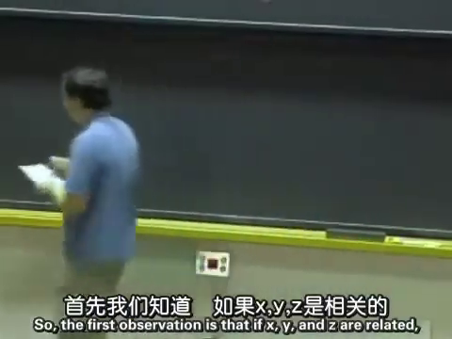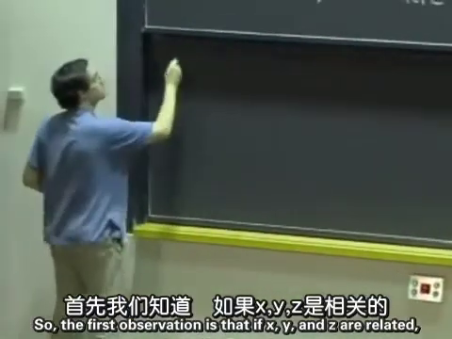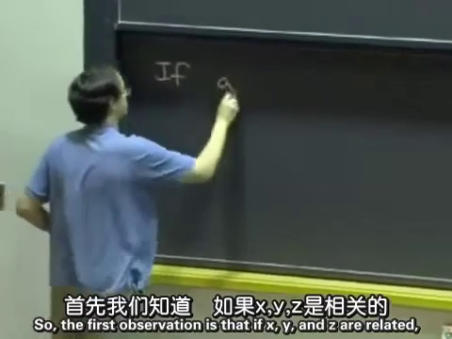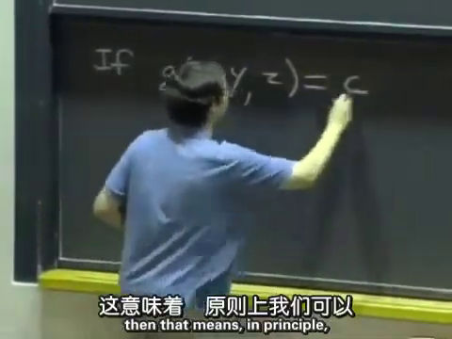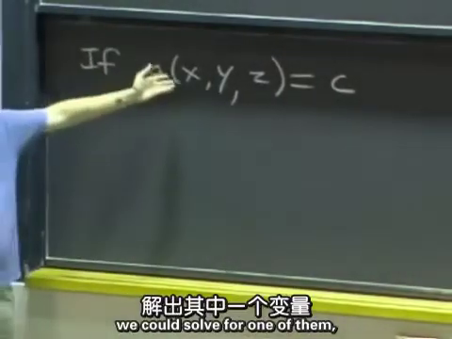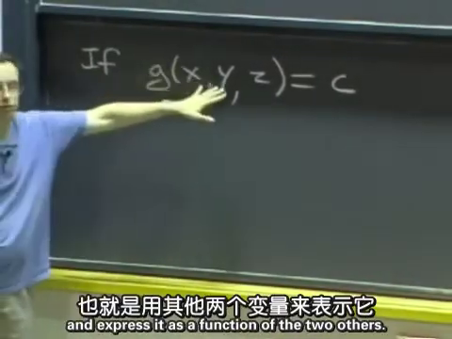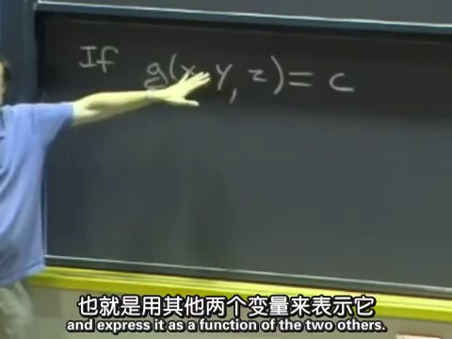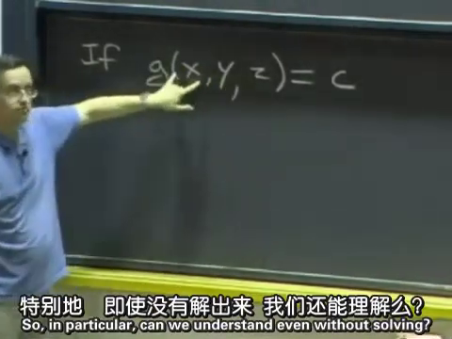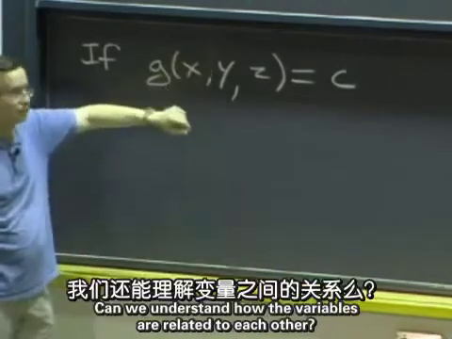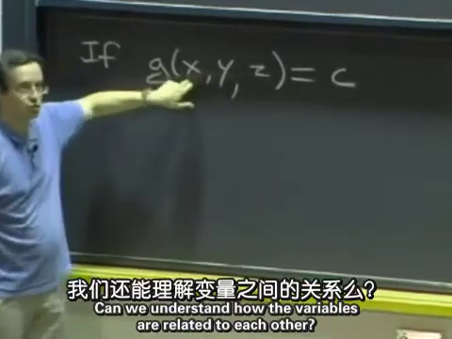So the first observation is that, if x, y, and z are related, then that means, in principle, we could solve for one of them and express it as a function of the two others. So, in particular, can we understand, even without solving, maybe we cannot solve, can we understand how the variables are related to each other?